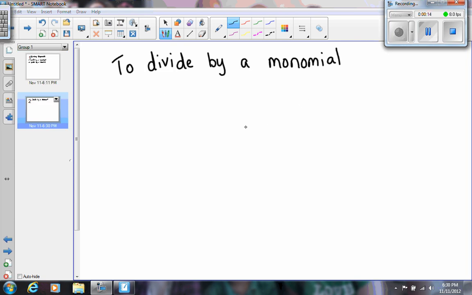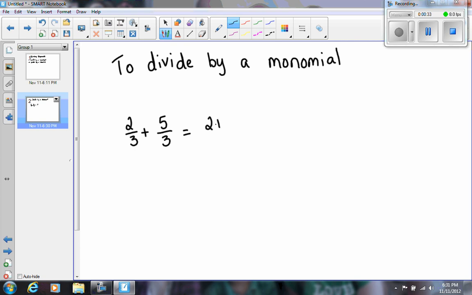So to divide by a monomial, I want to start with just an idea with fractions. Remember, if you have something like 2/3 plus 5/3, since the denominators are the same, you can add those and say 2 plus 5 is 7, so you get 7/3. So we're adding 2 plus 5 over 3. We can combine fractions that way when we're adding and we have a common denominator.